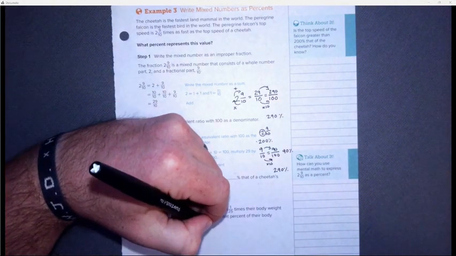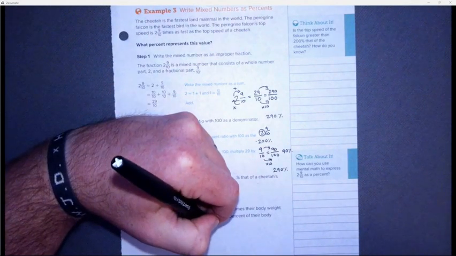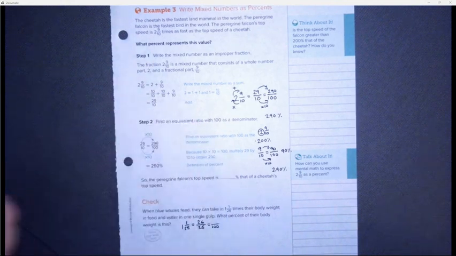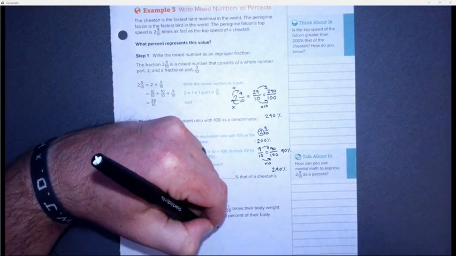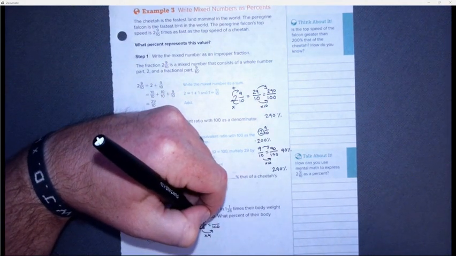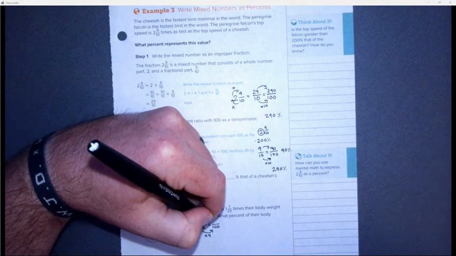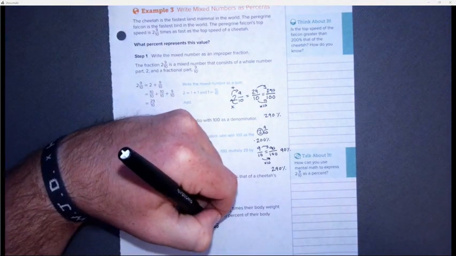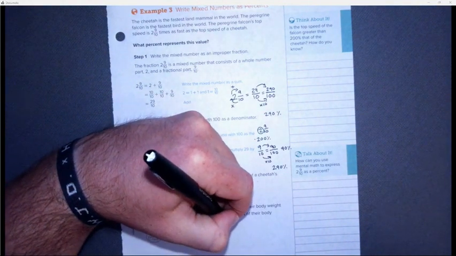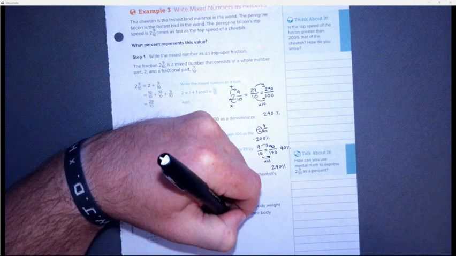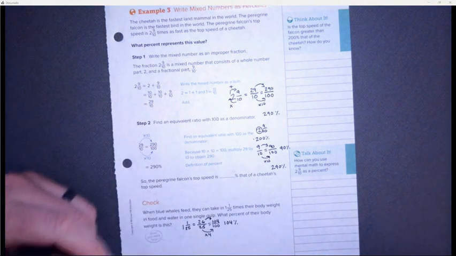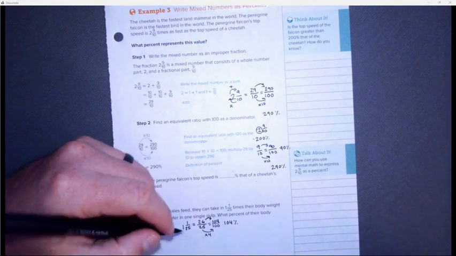I need to get to a denominator of 100, because per 100 for percent. 25 times 4 is 100. So I'm going to do 26 times 4, and I get 104. So it is 104 per 100, or 104%.